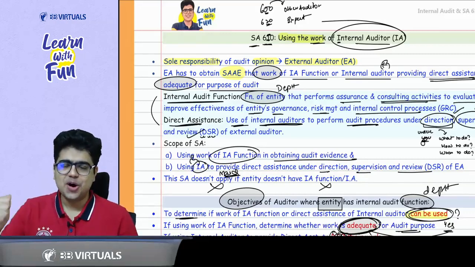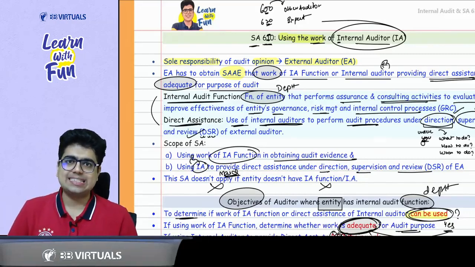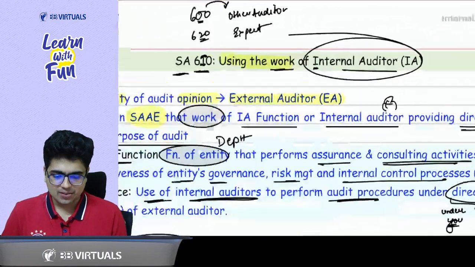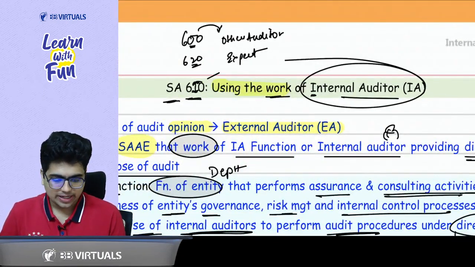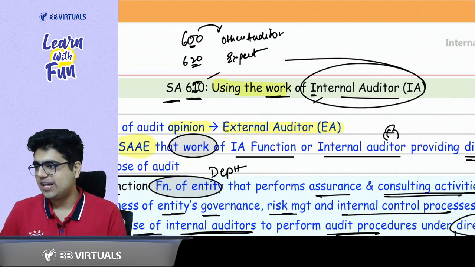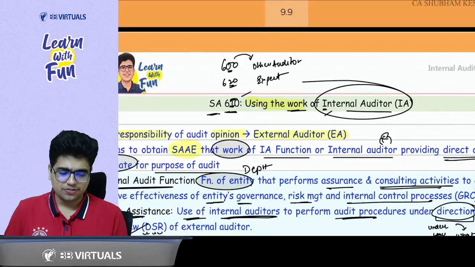Ready, steady, go. So now we are going to revise SA 610. 610 means I for internal auditor, that means using the work of internal auditor.